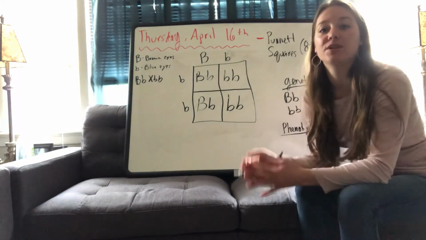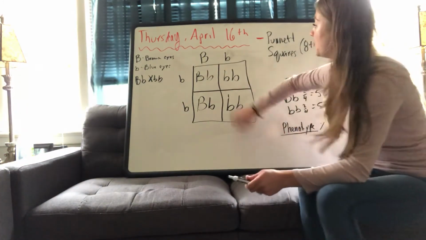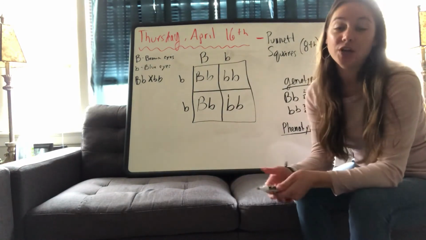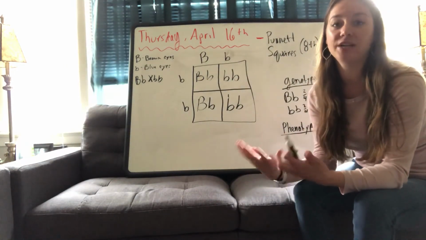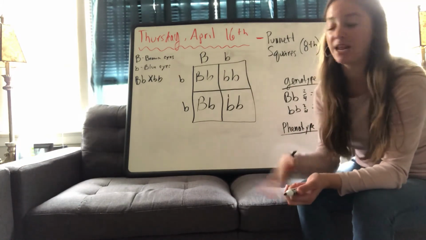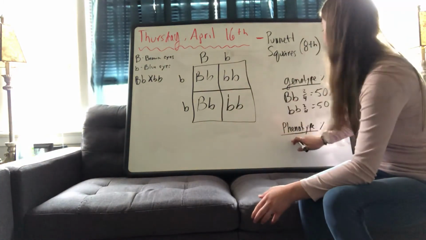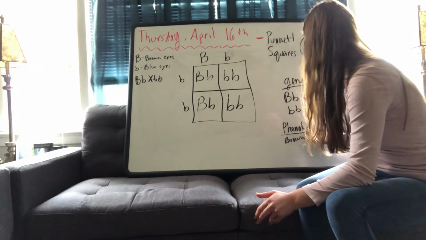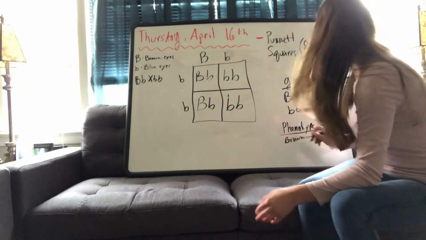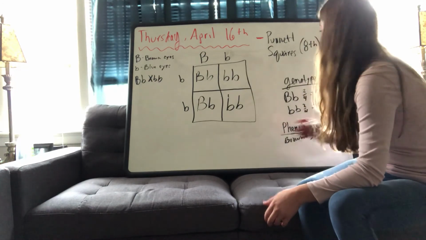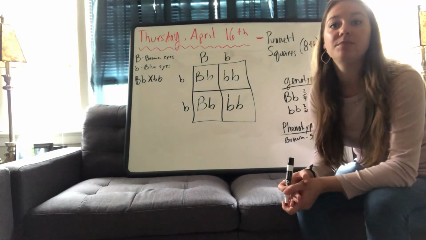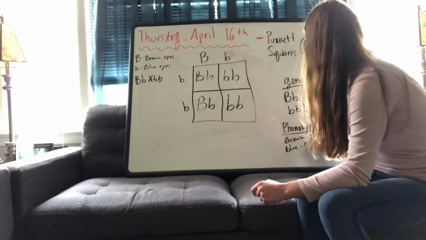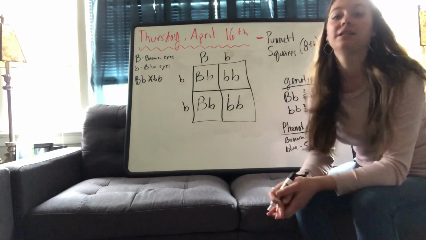The phenotype is what is actually shown here. So when we have a big B, little b cross, that is going to show the dominant trait, which is brown eyes, because a dominant trait is always going to mask a recessive trait in these types of crosses. So the phenotype is going to be brown eyes, which is going to be 50% once again. And the second phenotype is going to be blue eyes, which is going to be a 50% chance.